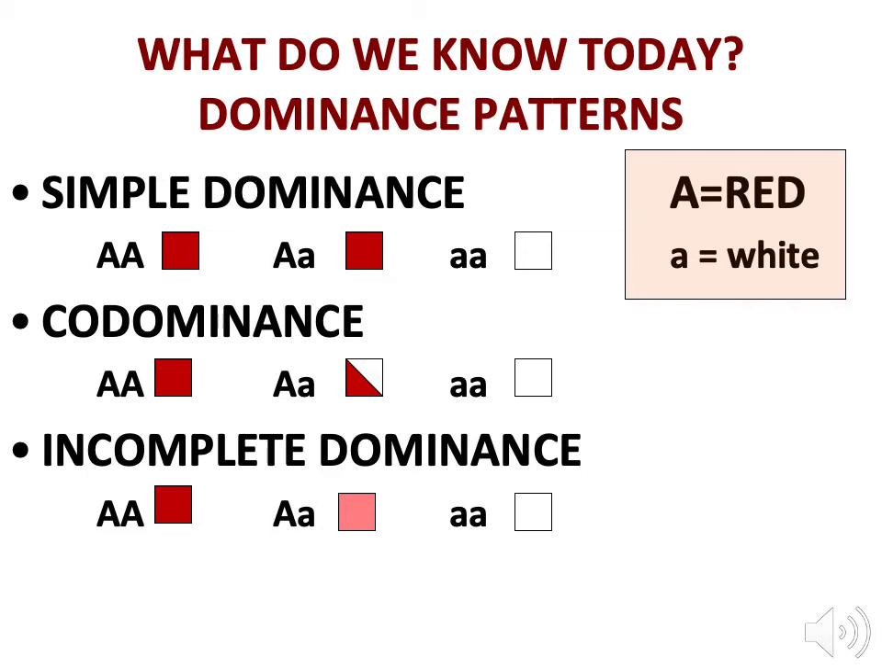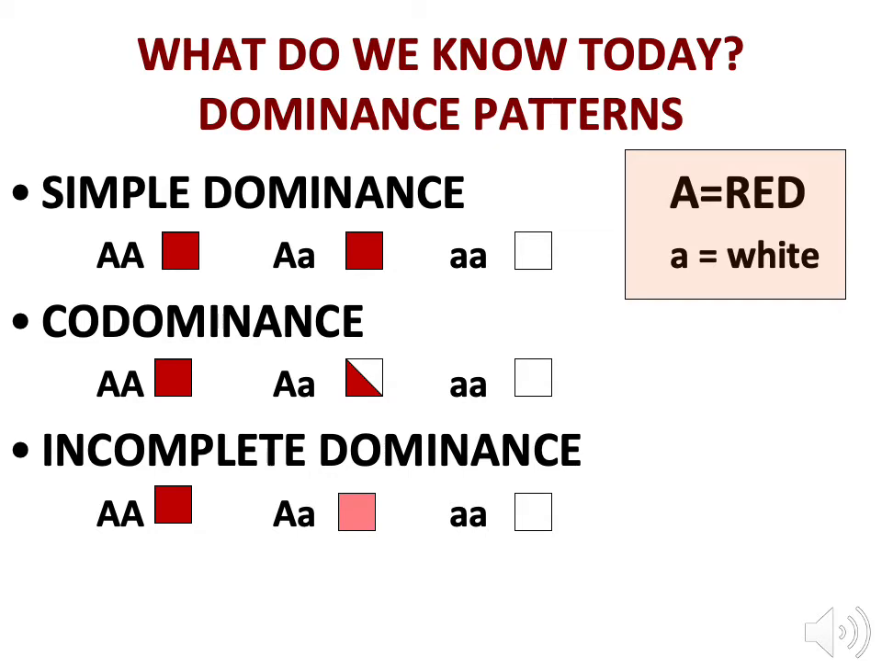So what's halfway between white and red is pink. So if I'm a big A big A petunia, I'm going to have red flowers. But in this case, if I'm big A little a, my flowers are going to be pink. And then if I'm little a little a, then my flowers are going to be white, as would be typical for a homozygous recessive.